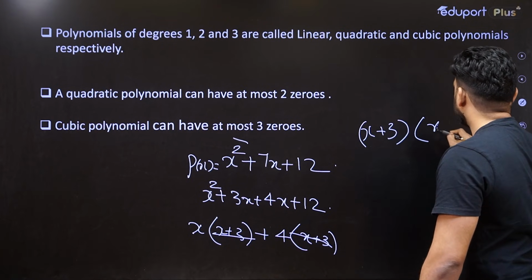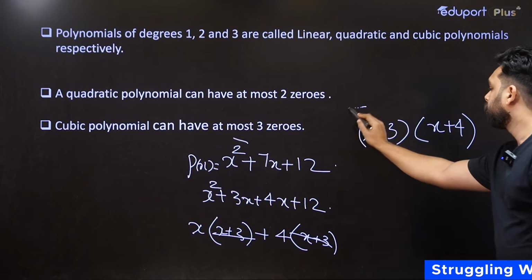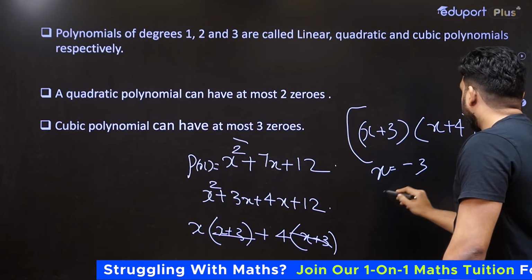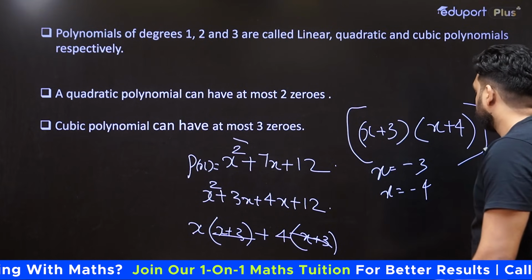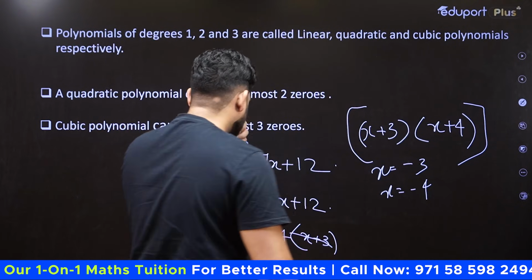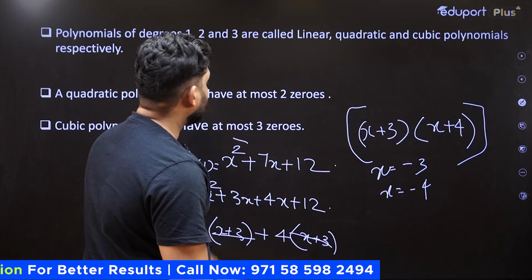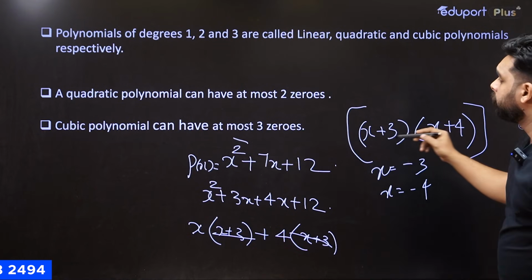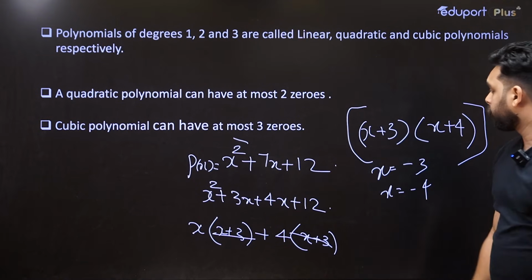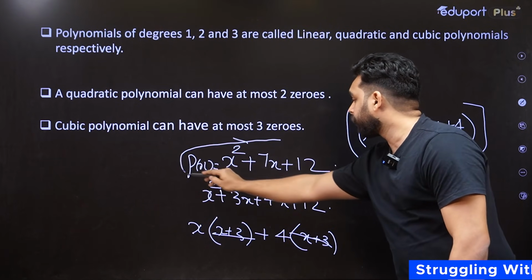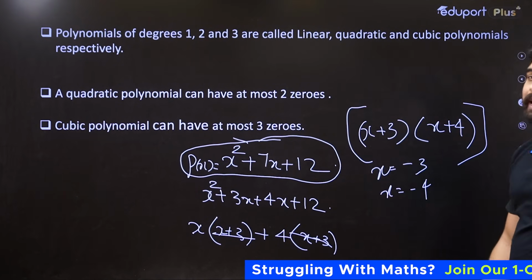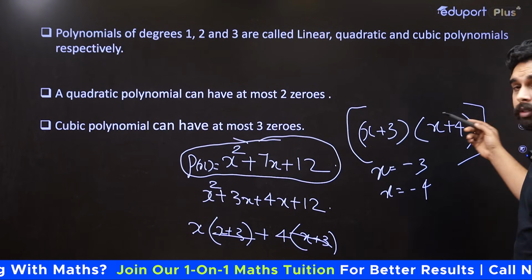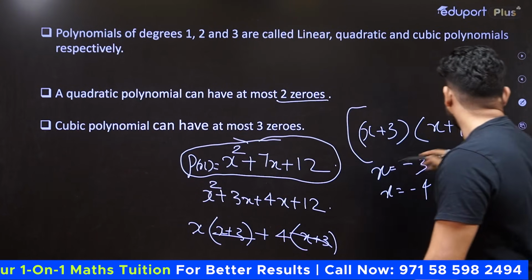Now we will have (x plus 3)(x plus 4). So this will be our final. If we substitute x equal to minus 3 and x equal to minus 4, you will get what? You will get the zeros. For x equal to minus 3 and x equal to minus 4, you will get the zeros of the equation p of x equal to x square plus 7x plus 12.